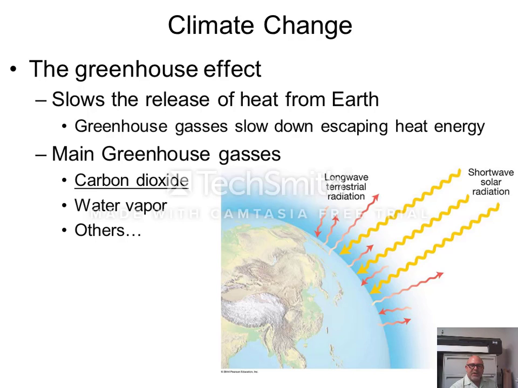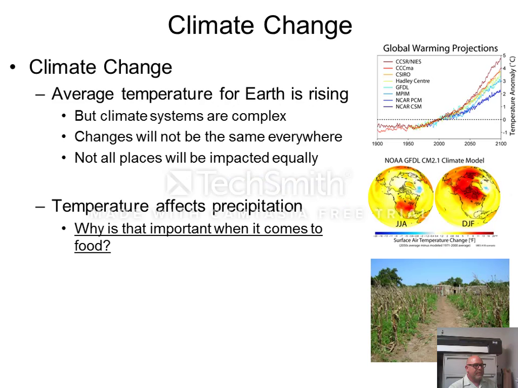Carbon dioxide is a greenhouse gas that slows down heat escaping from the Earth and increases global temperatures. While the average temperature of the Earth is rising, climate systems are complex and different places can be impacted differently. More importantly, changes in temperature also affect rainfall patterns, such as causing drought, which can affect our food supply.